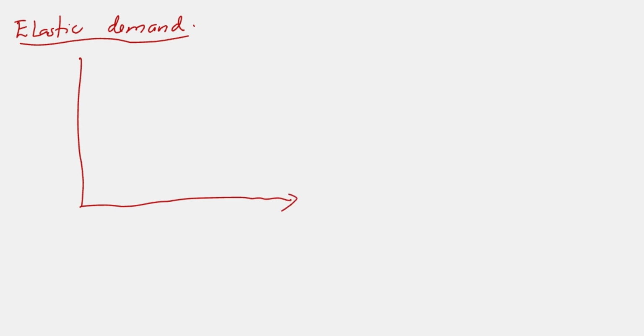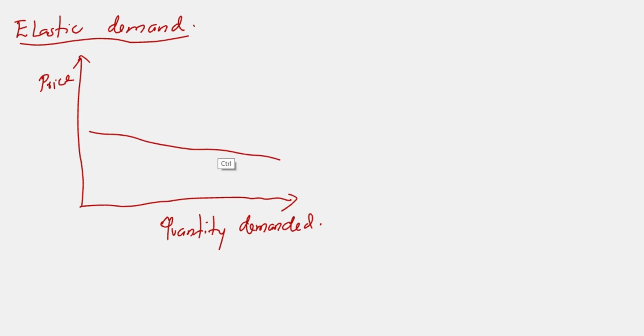So let's dive in now and look at each type of PED or demand elasticity. Then we analyze it in detail. I'll use the demand curve diagrams to show the PEDs. So here we have price, we have quantity demanded. So how does an elastic demand curve look like?